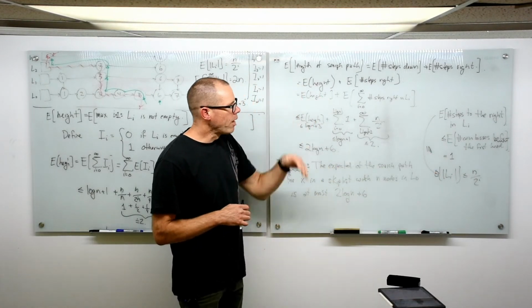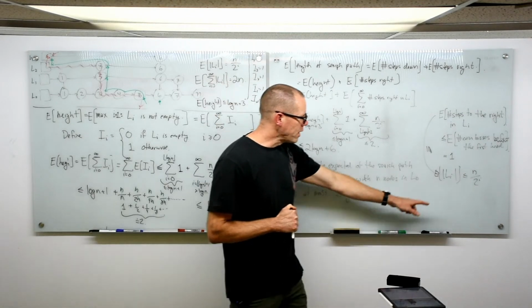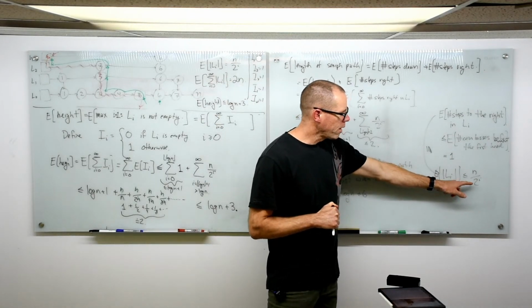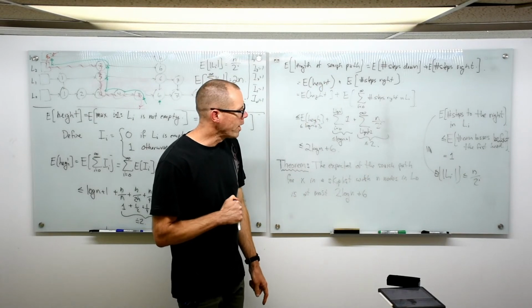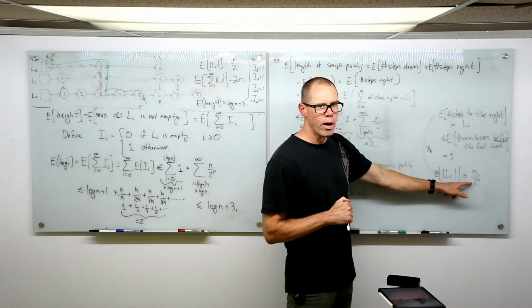And the other bound that I have is, well, maybe that's not so great when I get up to large values of i. Well, the expected size of the list is n over 2 to the i. And when i is bigger than log n, this is smaller than 1.